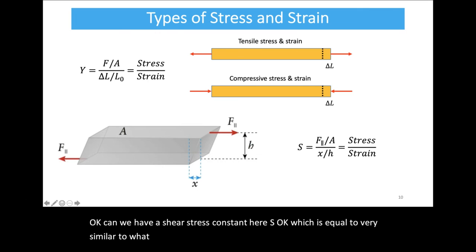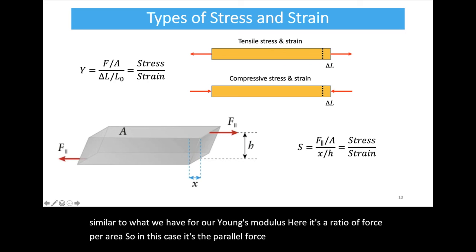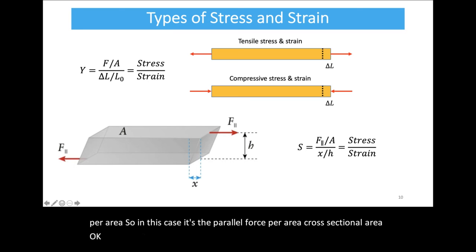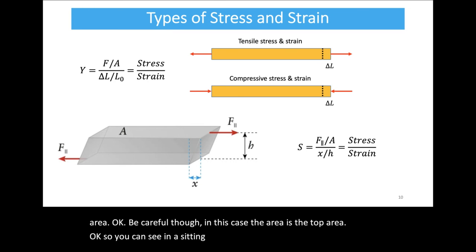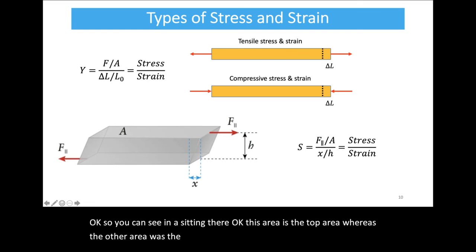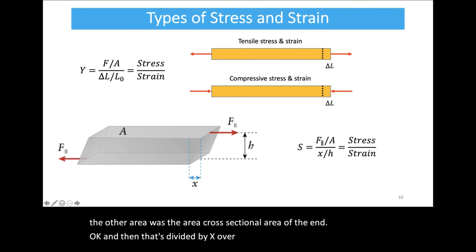Okay, and we have a shear stress constant here, S, which is equal to, very similar to what we have for our Young's modulus, a ratio of force per area. So in this case, it's the parallel force per area. Be careful though, in this case, the area is the top area. So you can see an A sitting there. This area is the top area, whereas the other area was the cross-sectional area of the end. And then that's divided by x over h, which is the strain in this particular case.